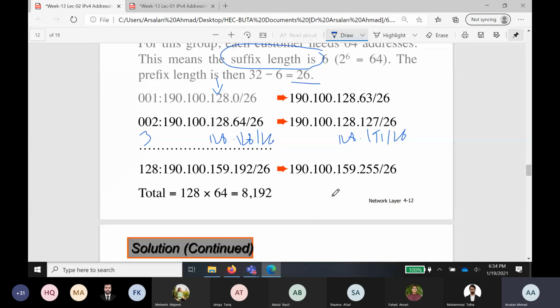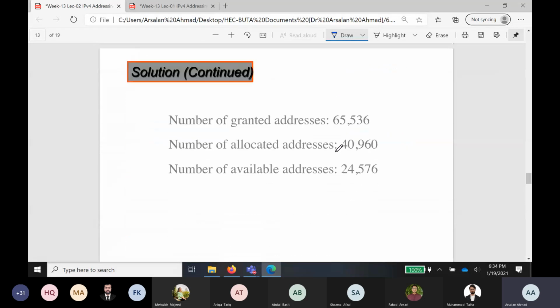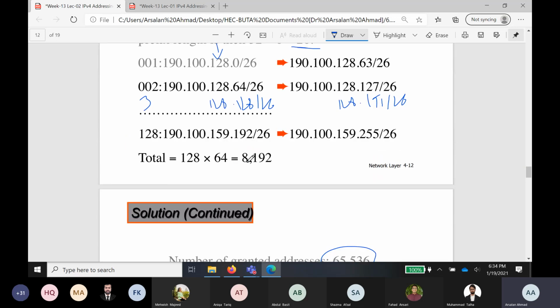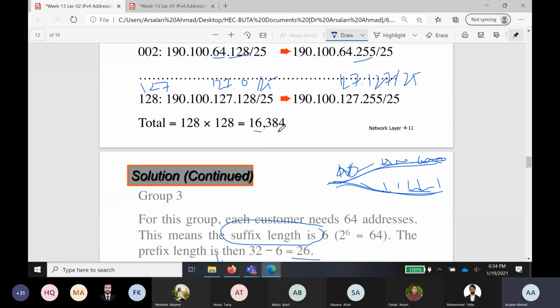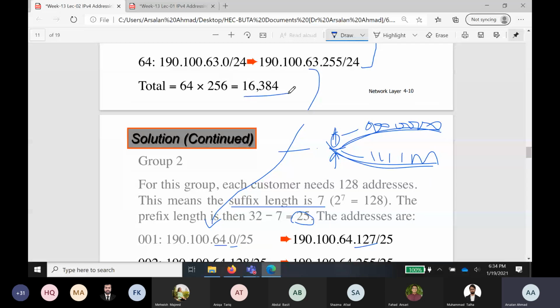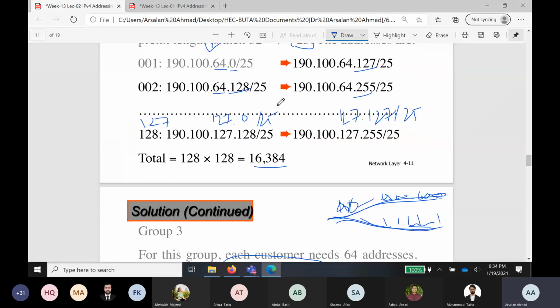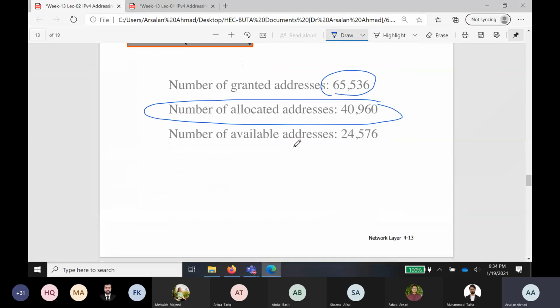These are the total number of addresses. I've still spent a lot of time. Okay, the total was this. The number of allocated addresses is this one. You can find this by adding this plus this plus this. You have allocated these 3 addresses to the group of customers, 3 groups of customers. How many are left?